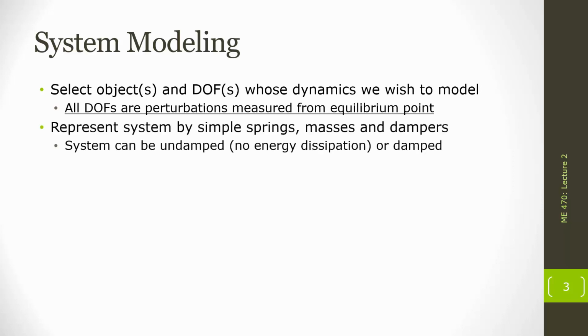Then we need to decide, how are we going to represent elements in our system? For this course, we're going to stick with simple or linear springs, masses, and dampers. So are objects in our system going to act like a spring? Is it actually a spring? Is there going to be friction in our system? Do we have to model that as a damper? Do we have things that simply dissipate energy? Are our masses going to be rotating and moving in a linear fashion, or maybe both?